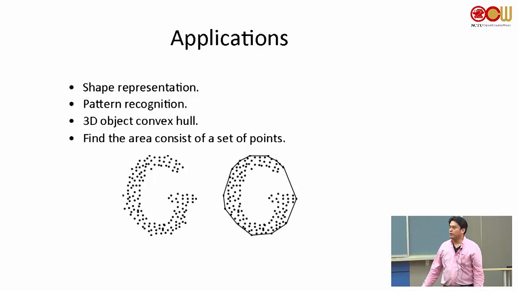There are also some applications in pattern recognition and in 3D. The typical case would be that for one of the shapes, people run the convex hull algorithm, and then it becomes one of the features for that character.